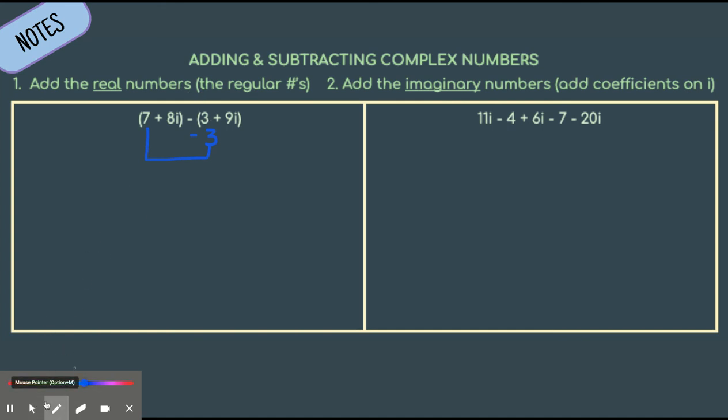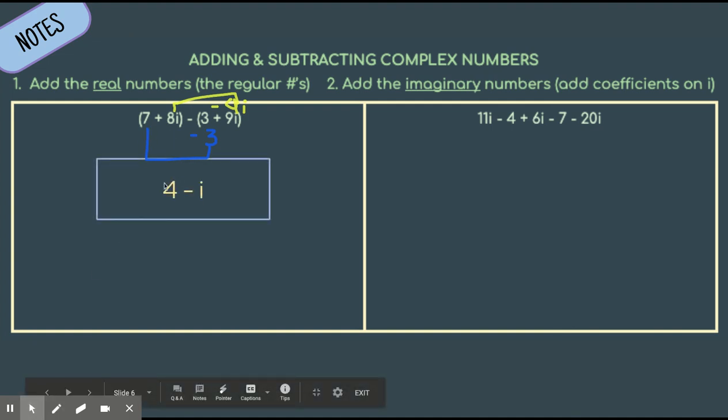And then I'm going to take a different color, 8i minus 9i. So don't forget that this negative applies to the 9i as well as the 3. So 7 minus 3 is 4, 8 minus 9 is negative 1. And you can put that 1 out there if you want. I'm not going to on any of my answers. So you're pretty much just combining like terms the same way you would with x's.